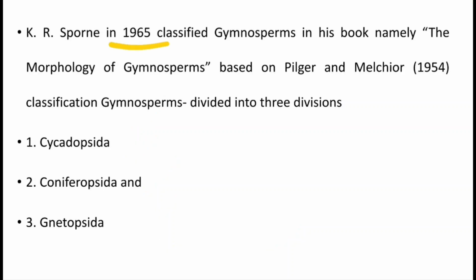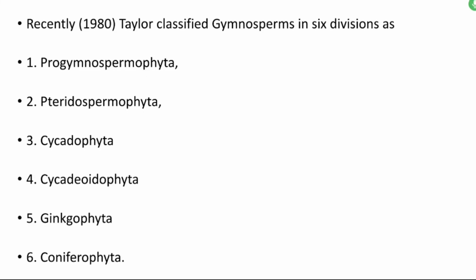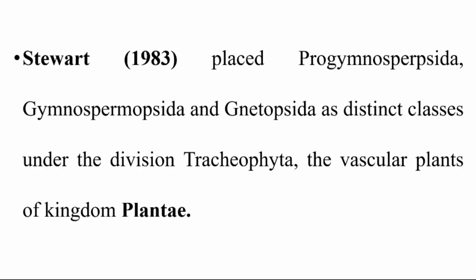Then the classification system proposed by K.R. Sporne in 1965. He divided gymnosperms into 3 divisions: Cycadopsida, Coniferopsida, and Gnetopsida. Then Taylor in 1980 classified gymnosperms into 6 divisions: Progymnospermophyta, Pteridospermophyta, Cycadophyta, Cycadeoidophyta, Ginkgophyta, and Coniferophyta.